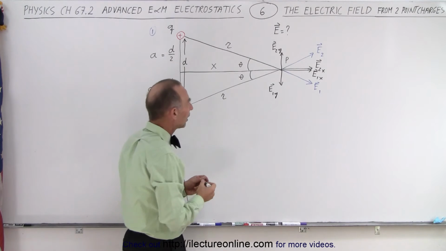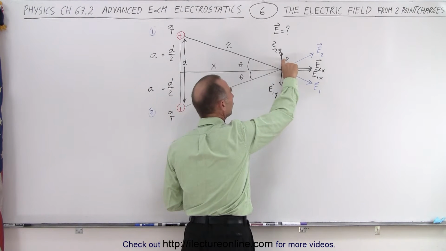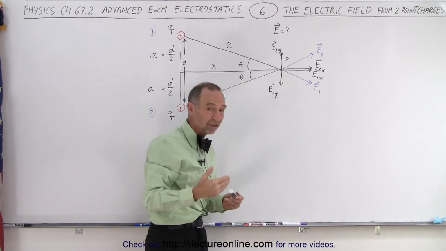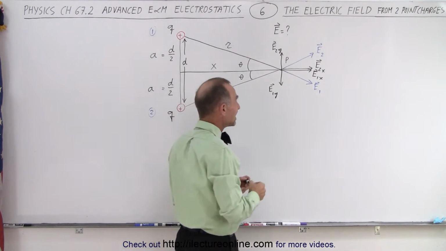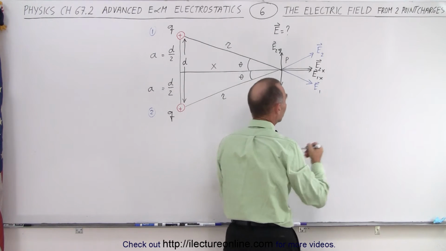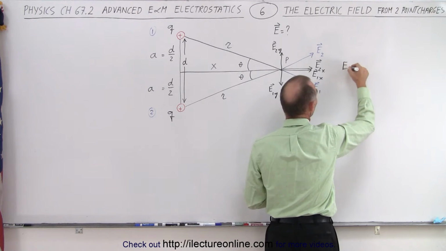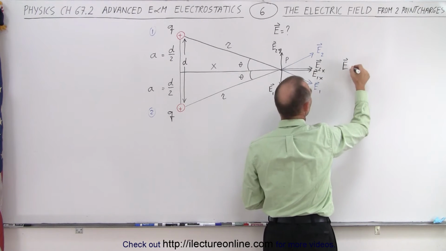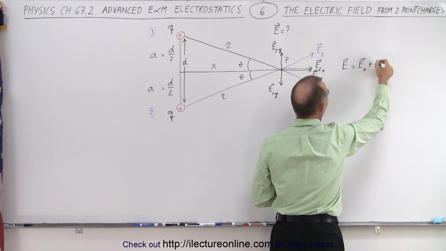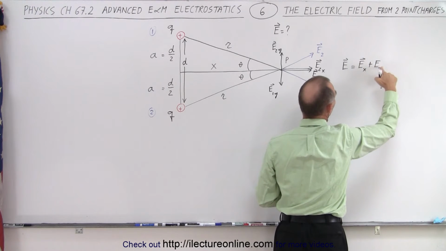But now notice that these two components in the y direction are equal in magnitude and opposite in direction, so they will cancel each other out. So it turns out that the net electric field is simply going to be the sum of the two x components. So we can say that the electric field at this location is simply equal to the x component of the first charge and the x component of the second charge.